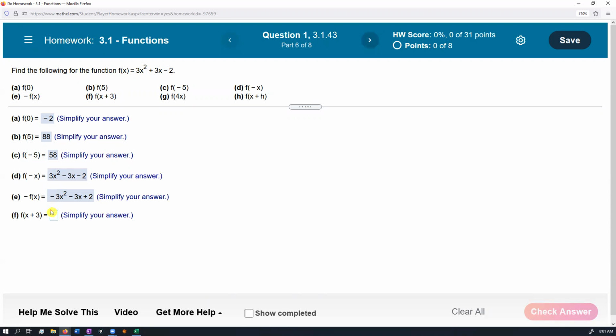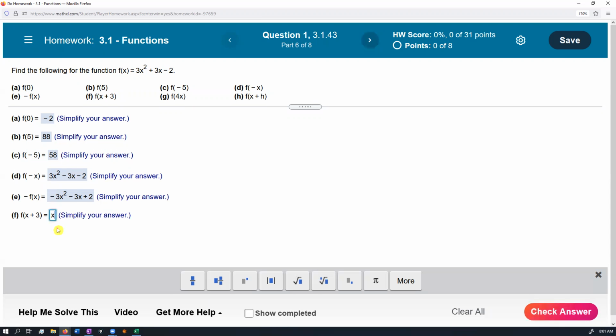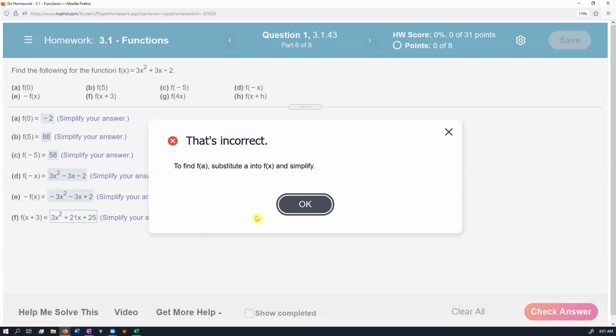For this one, we got 3x squared plus 21x plus 25. Oh, whoa, what happened? Where did I mess up?